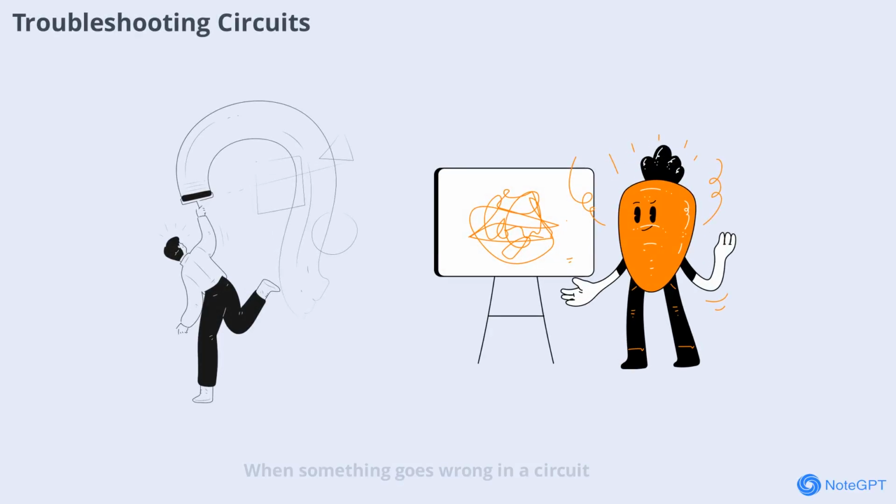When something goes wrong in a circuit, Kirchhoff's laws are invaluable for troubleshooting. By measuring currents and voltages and comparing them to expected values from your equations, you can pinpoint where a problem might be, like a broken wire or a faulty component. This systematic approach saves time and ensures safety.